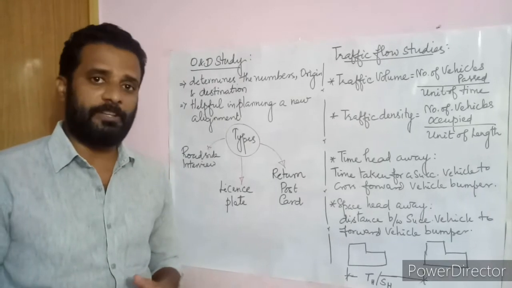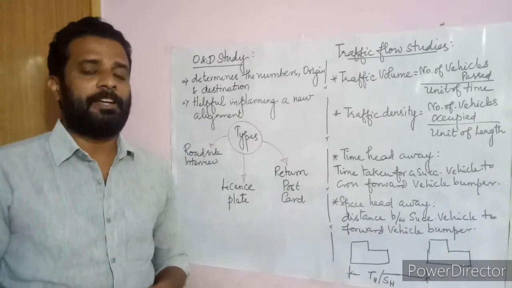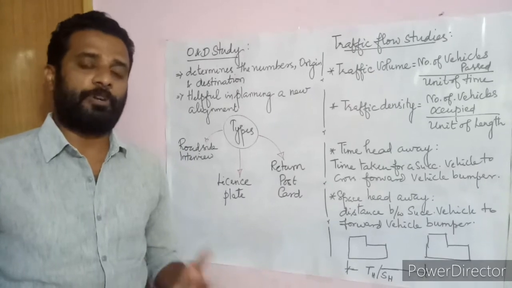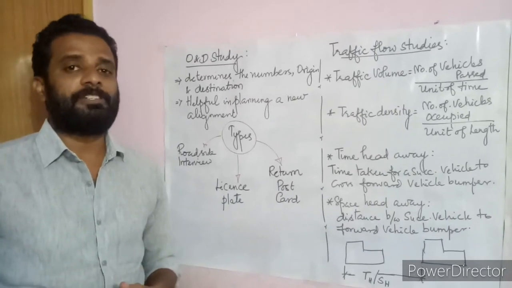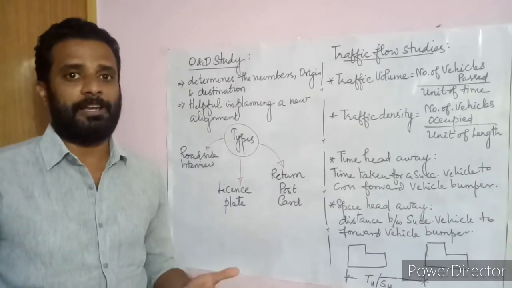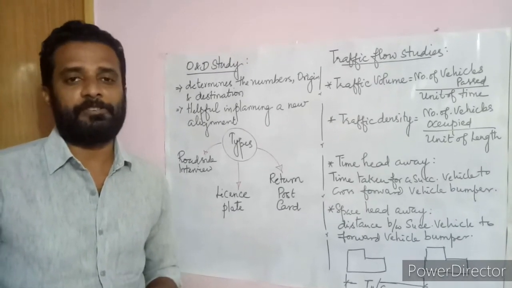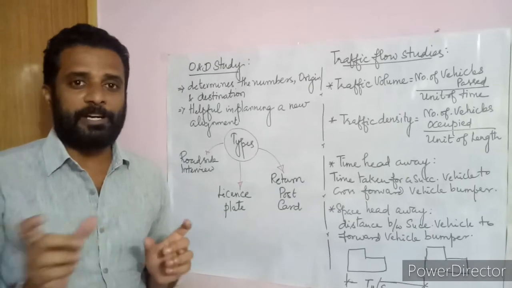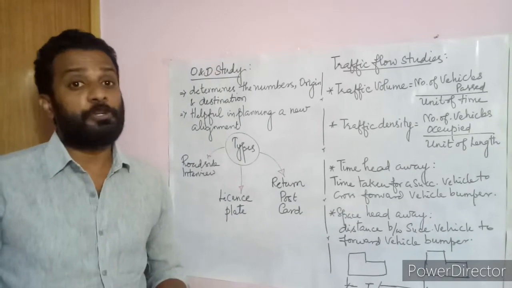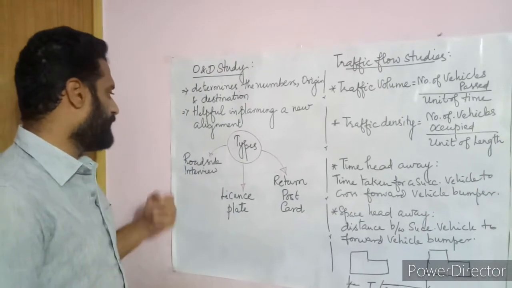The individual stops the vehicle and collects information about where they are coming from, their origin, and where they are going. So this is how they collect it, and based on the cumulatives, out of 100 we can even say 80% of the travelers follow a particular path. So we can even plan for a new alignment. So that type goes with the roadside interview.